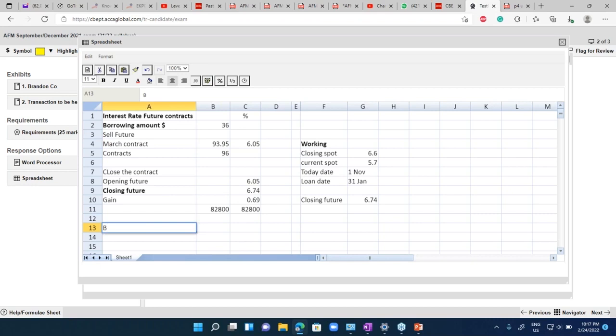Last is closing future formula. It will be the same. So let's do it with me. Number one, what you are going to select is closing spot, that is 6.6, right? Plus, put the plus formula. Bracket start. Opening future 6.05 minus current spot 5.7. Bracket close into how many remaining months? 2. What are the total months? 5. 6.74.